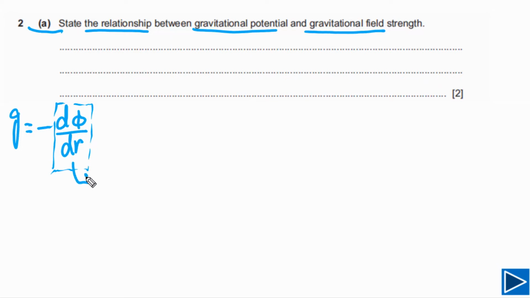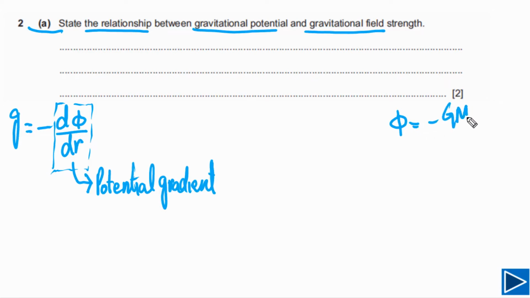Now let's try to understand what exactly is meant by dφ by dr. This is called potential gradient. dφ by dr, simply we can say this is potential gradient. In this case we are talking about gravitational potential, so you can also say gravitational potential gradient. Now let's try to understand what exactly is gravitational potential gradient. In order to understand gravitational potential gradient, we need to understand the relationship between distance from the center of the planet and potential. So this is how these two are linked together.